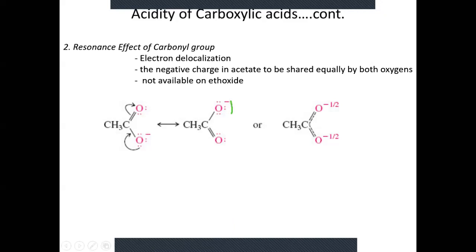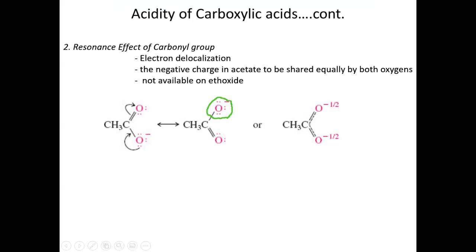Since there's resonance, this oxygen is not fully -1. It flips back and forth, so about half the time it's a negative charge, the other half it's not. So it has an overall charge of about -1/2. This resonance helps spread out the negative charge, so there's not one oxygen with all the negativity on it.